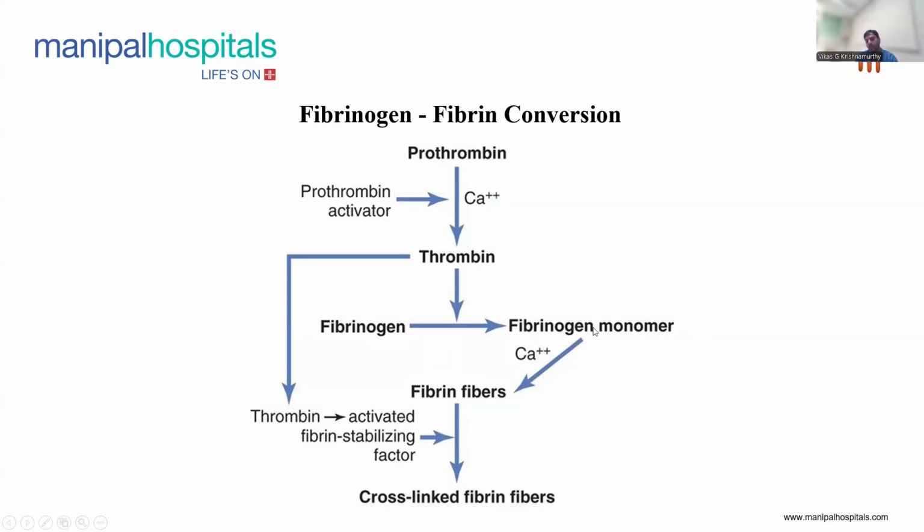The fibrin monomers spontaneously connect with each other as fibrin fibers, and polymerization happens along with calcium. Thrombin also activates the fibrin stabilizing factor, that is factor 13A, which helps in forming a stable clot.